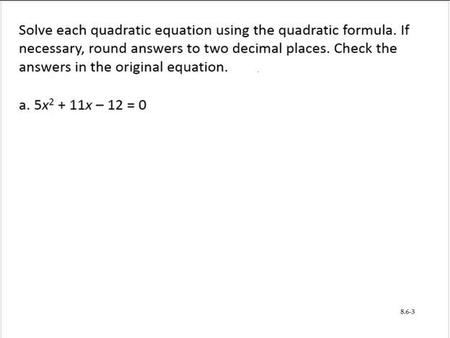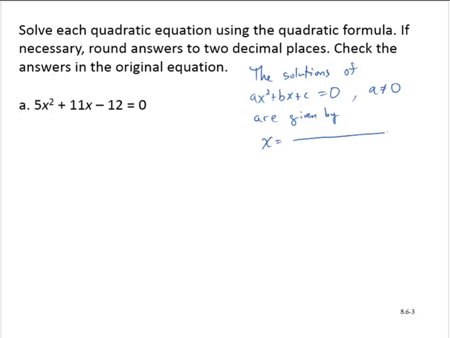The quadratic formula says that the solutions of ax squared plus bx plus c equals 0, as long as a is not equal to 0, are given by x is equal to negative b plus or minus the square root of b squared minus 4ac, all divided by 2a.